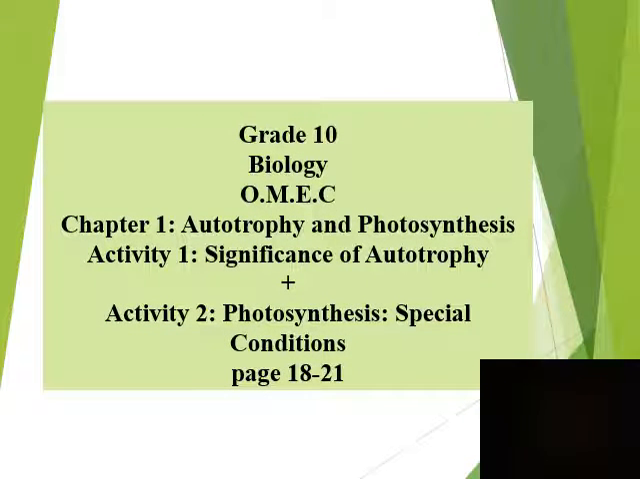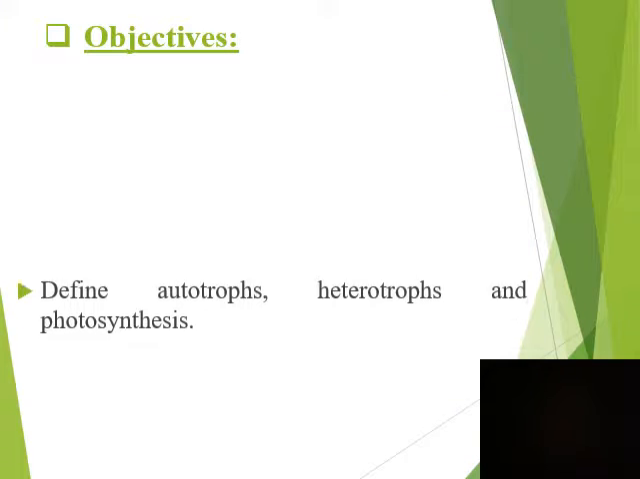Hi everyone. Our lesson for today is Chapter 1 Autotrophy and Photosynthesis. We will start with Activity 1 and 2, Significance of Autotrophy and the special conditions needed for photosynthesis to take place. Page 18 to 21.